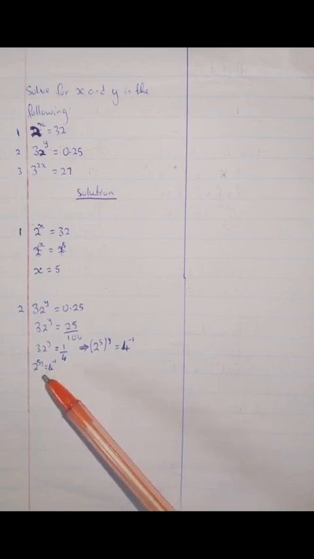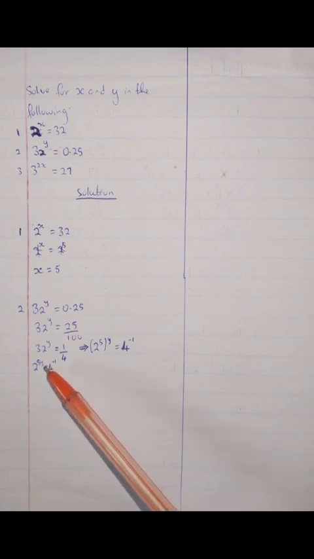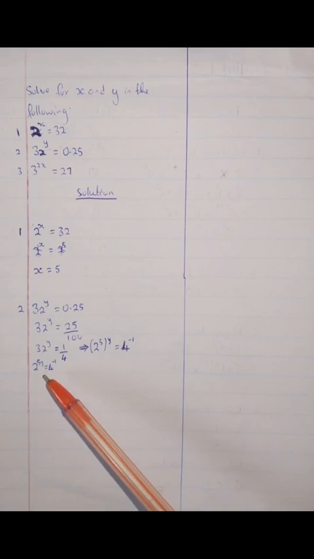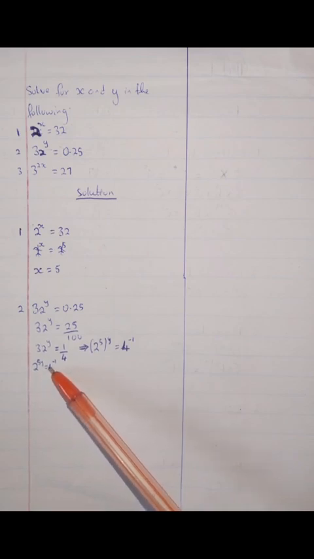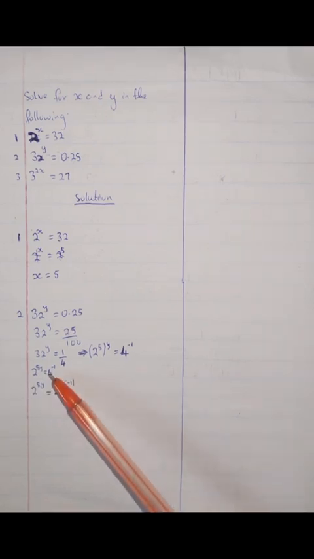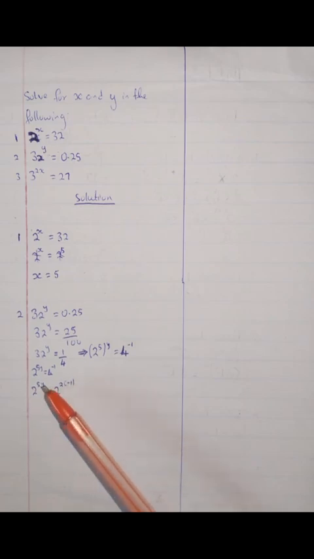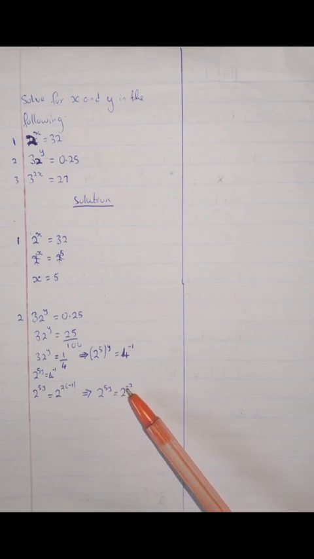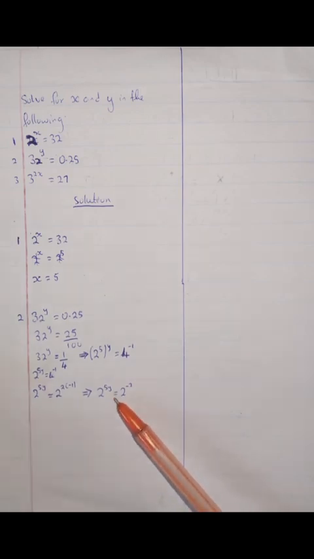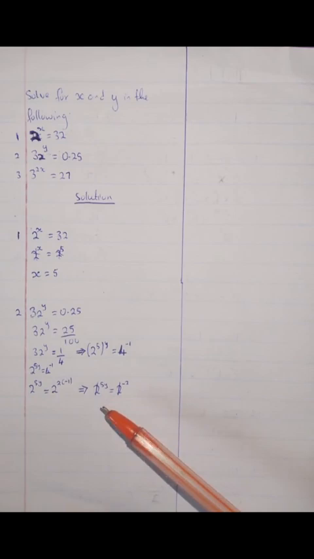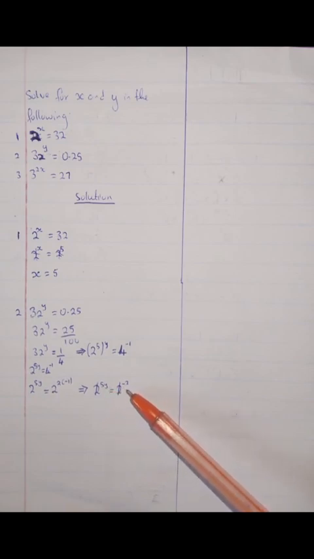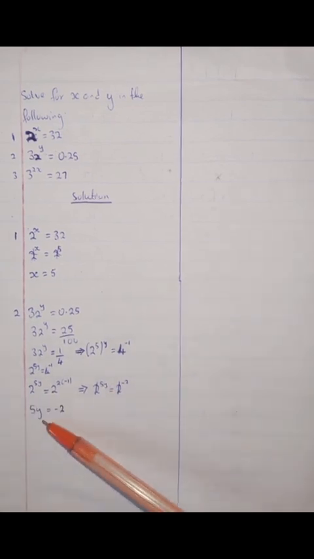In order for us to cancel out, we have to express this in terms of 2. Now expressing this in terms of 2, we have 2 raised to the power of 2. So we replace this 4 by 2 raised to the power of 2 to negative 1, because we already had a power here. So we multiply the two powers. 2 times negative 1 is what? Negative 2. So we have 2 raised to the power of 5y equals 2 raised to the power of negative 2. And since the bases are now the same, we cancel out. And if we cancel out, we are left with the powers 5y and negative 2. So we equate it. So we have 5y equals negative 2.